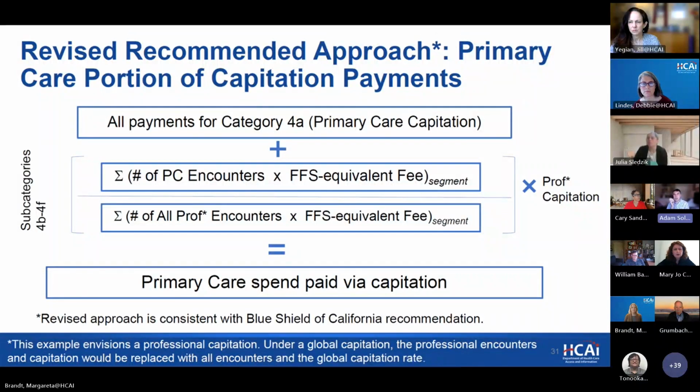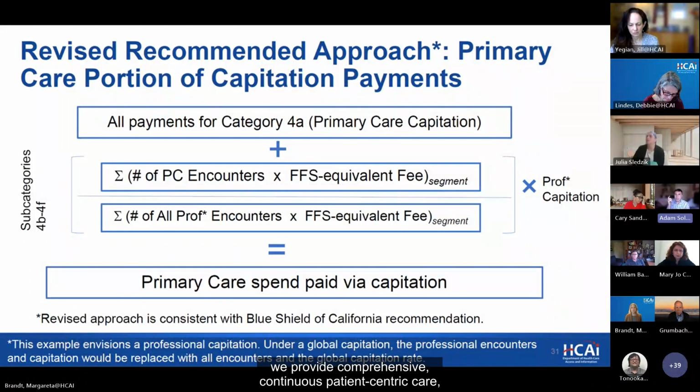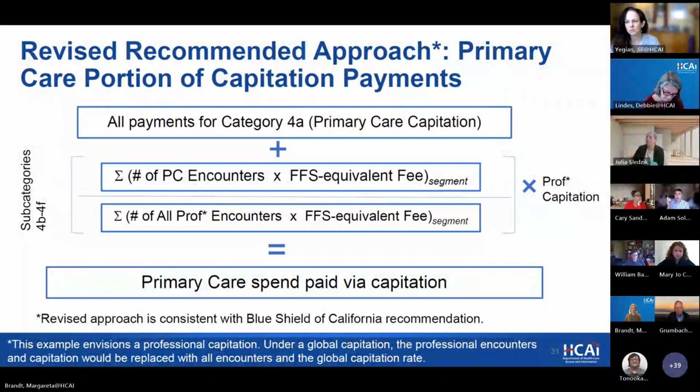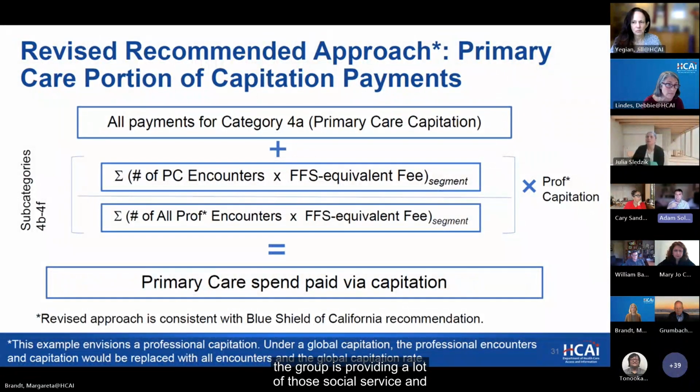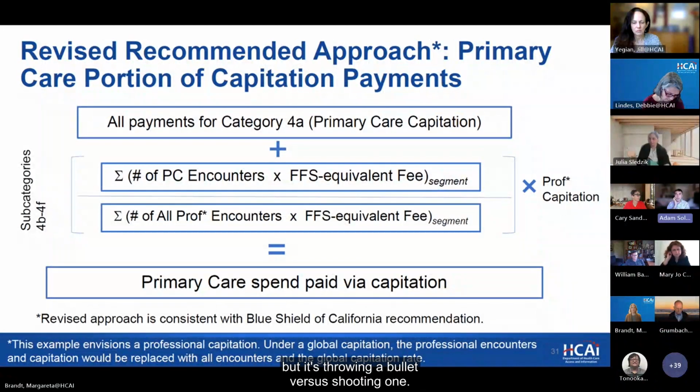And as long as I'm talking, Kevin and I have had some great conversations. We come from slightly different worlds, and from an environment where we provide comprehensive, continuous, patient-centric care, the group, not the hospital, is providing a lot of the social service and community-based work, all that coordination, all of the needs for the population that this group is at risk for. That's coming out of the group. It's not coming out of the hospital. Yes, at certain times hospitals might be doing some of this work, but it's throwing a bullet versus shooting one. It's completely different. That's just my perspective.